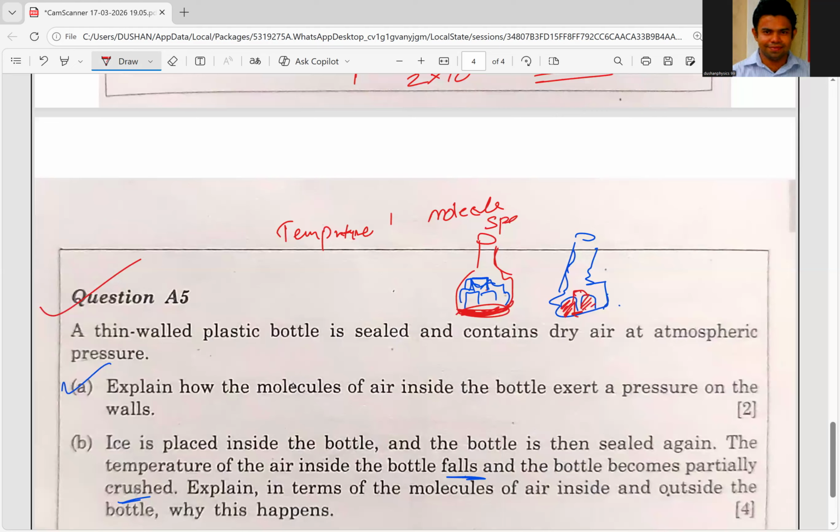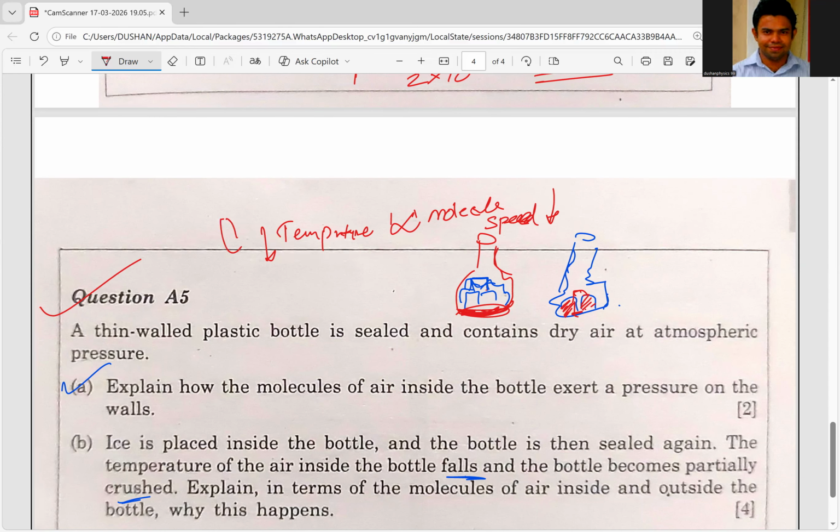Another point you have to write: temperature is directly proportional to molecule speed. Since ice is inside the bottle, the temperature gradually decreases. Due to the decrease of temperature, the molecule speed also gradually decreases. Manuka, tell me, as a result of the molecule speed decrease, what will happen next? I'm asking about the air inside. Pressure decreases. Very good. You have to say the number of molecule collisions is getting less, so pressure decreases. Then clear?